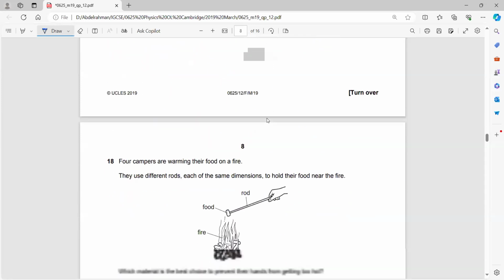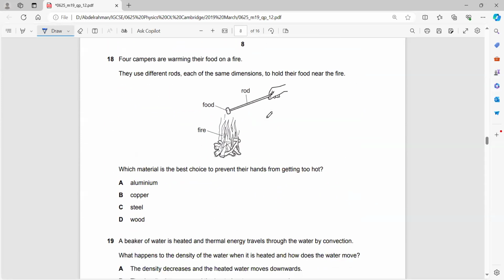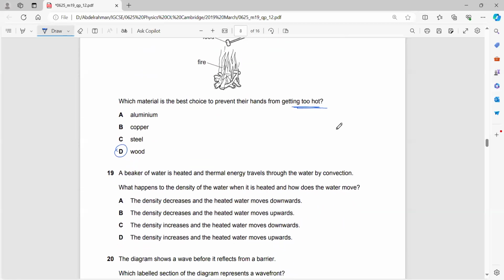We have 4 campers. They use different rods. Which material is the best choice to prevent their hands from getting too hot? They do not want their hands to get too hot. Definitely they would use wood, a poor conductor. Excellent. Question 19.